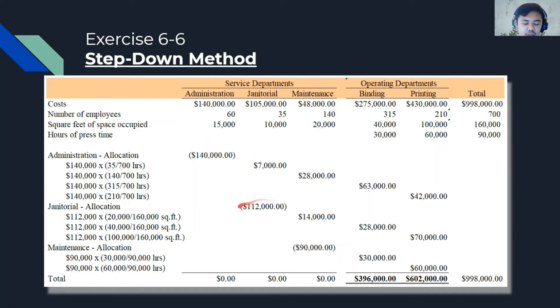So for this one, as I've said earlier, the total allocation base that would be used is the 160,000 square feet. So the allocation of maintenance will be multiplying 112,000 by the 20,000 allocated square feet over the total square feet of 160,000, which is equal to 14,000.